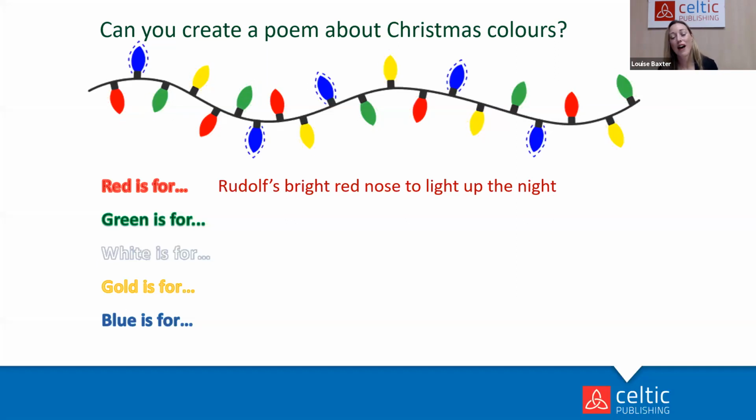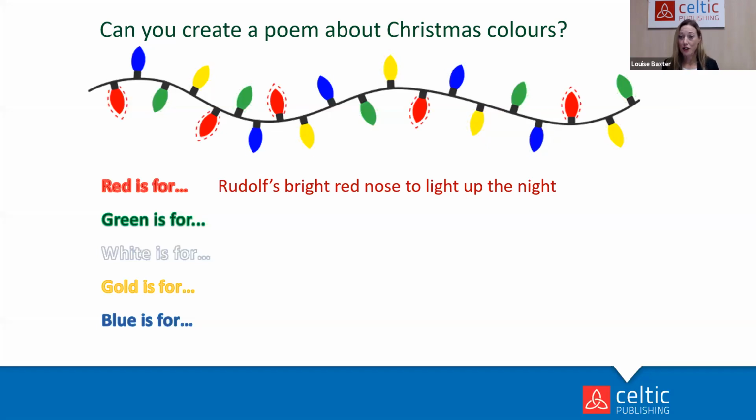So you can have up your Christmas colours on the board. In this example, I've used the same colours, red, green, white, gold and blue, and you can ask them, what do you see that is red at Christmas time? And it could be Rudolph's bright red nose, or it could be Santa's suit, or a red bauble, or the holly berries. So you can ask them to give you the feedback and create together a poem, which is nice.